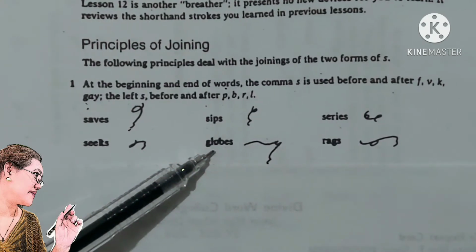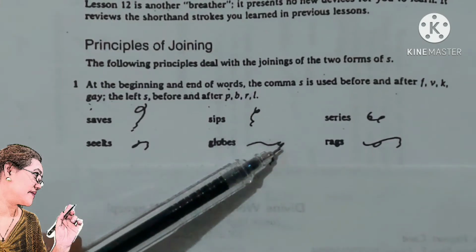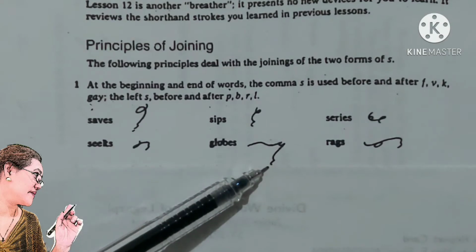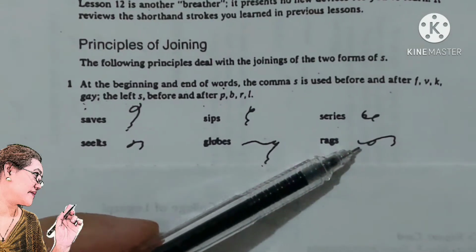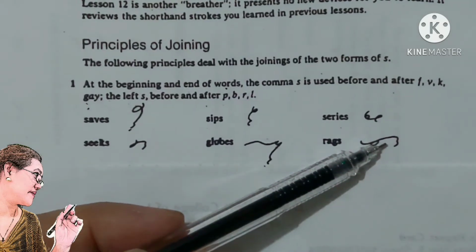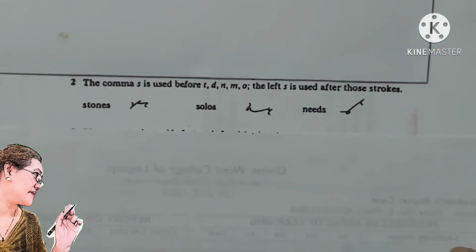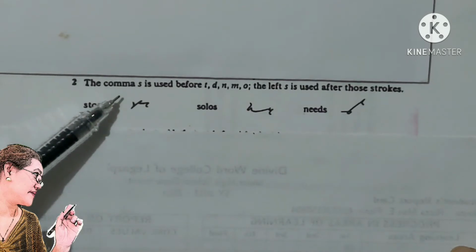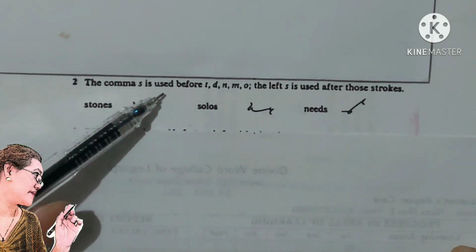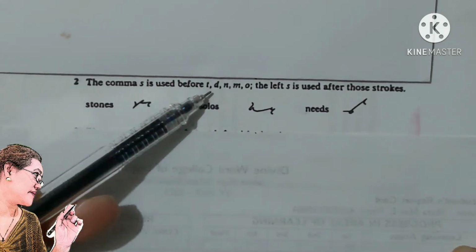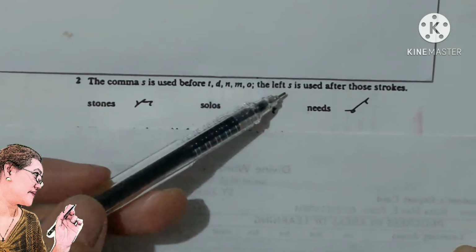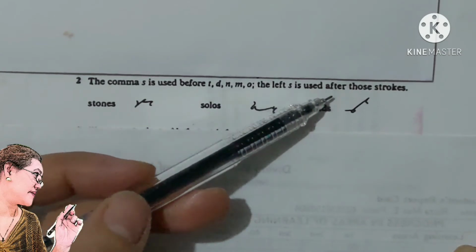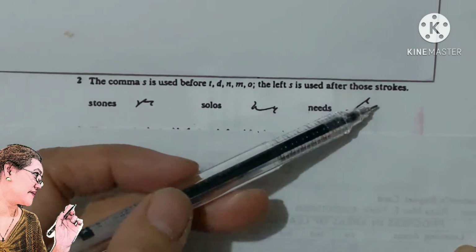Globes, gay, L-O-B, left S. Rags, R-A-gay, right S. The comma S is used before T, D, N, M, O. The left S is used after those strokes.